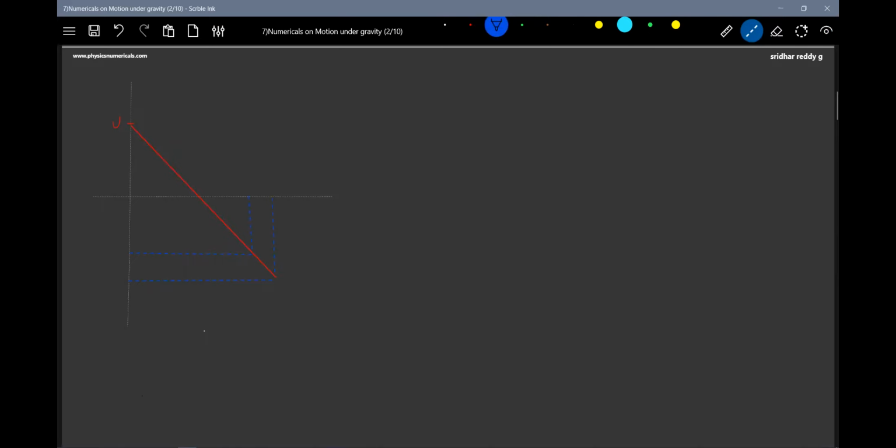These are sometimes very important for us. That's why I'm trying to. So this will be minus u. This will be minus v. This is the velocity. And what about this, u by g, 2u by g, and this is t. This is about the velocity versus time graph.